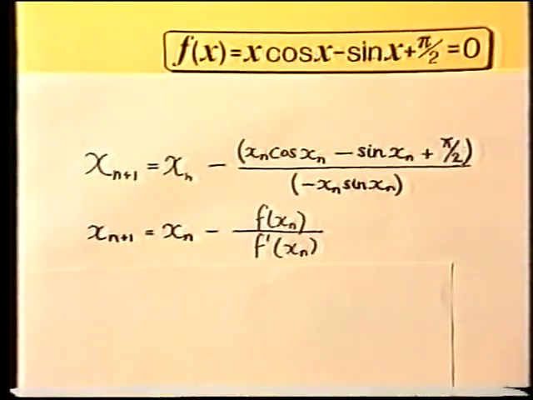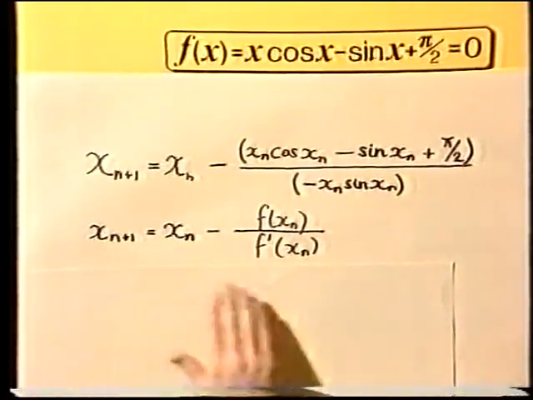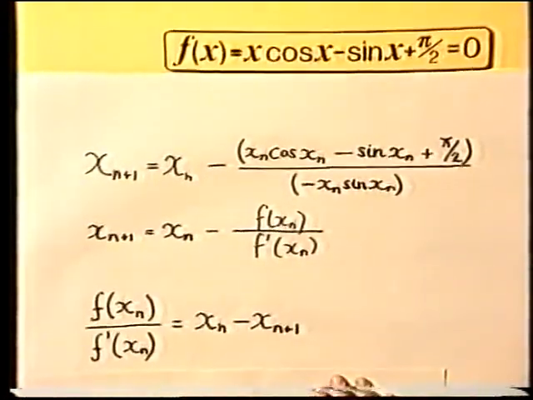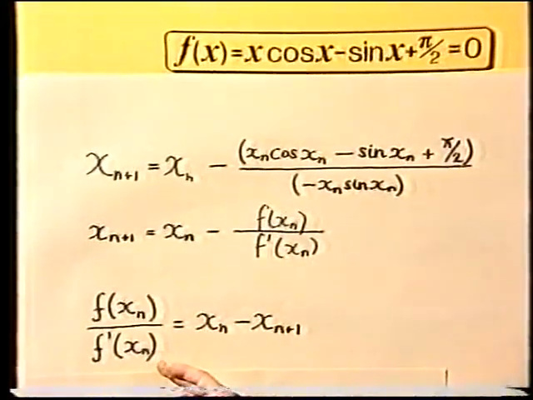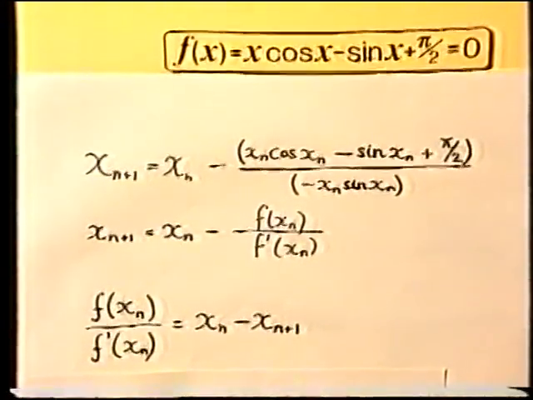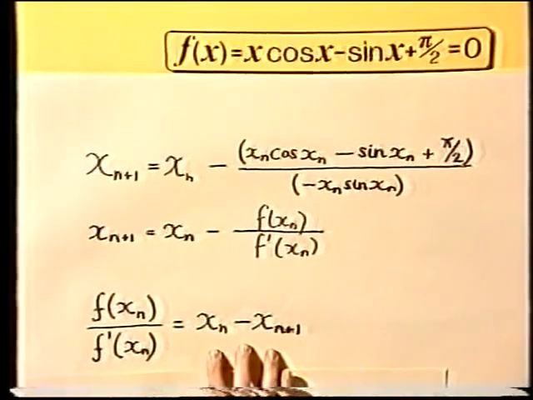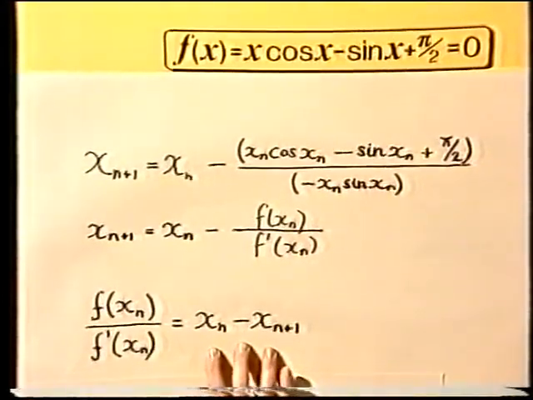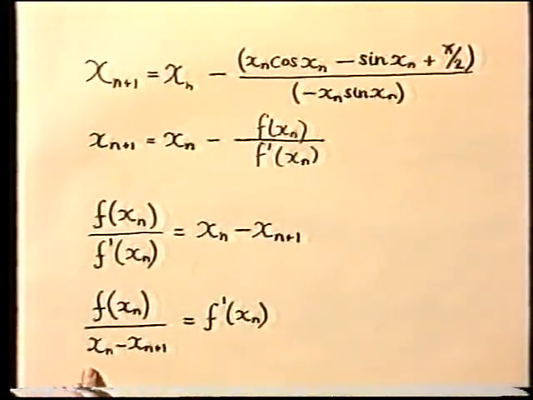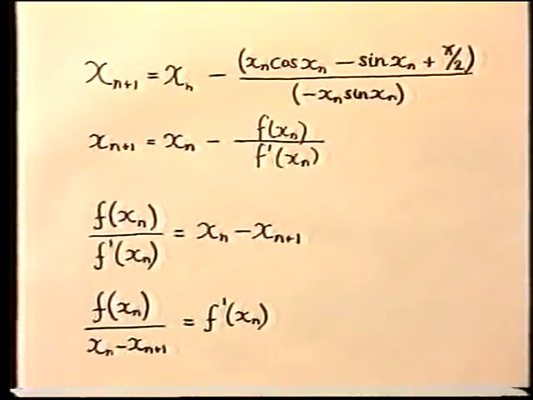And to do so, it's useful to rewrite this expression in a different form. By taking this across and this bit across, we get this expression. We get f of xn over f dashed of xn is xn minus xn plus 1. Now, if we multiply through by this denominator and then divide by this expression, we get an expression for f dashed of xn. We get f of xn divided by xn minus xn plus 1 for f dashed of xn.